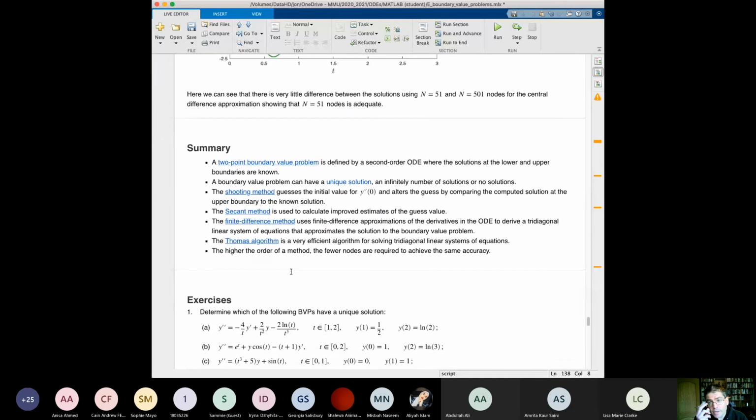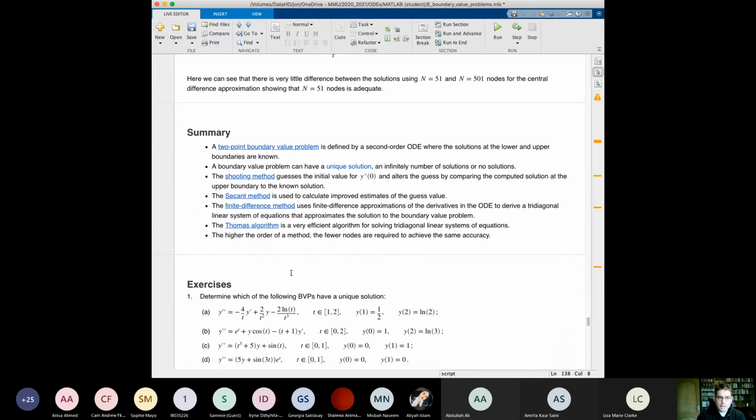Just to summarize what we just spoke about. We have a 2-point boundary value problem. These are second order ODEs where we know the solution at the upper and lower boundaries. A boundary value problem can have a unique solution, an infinite number of solutions, or simply no solutions at all, so that's something to be aware of. In the shooting method, we guess the value of the second derivative at the lower bound of our domain, and then alter that guess depending on the solution at the upper bound. We can refine our guess values using the secant method.